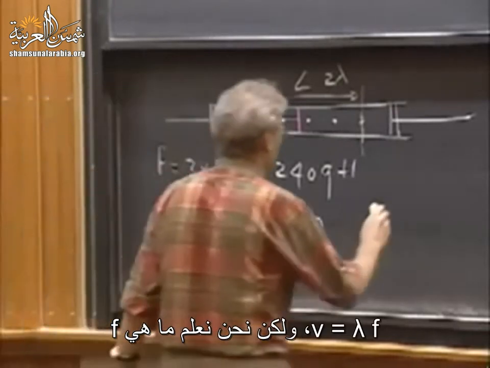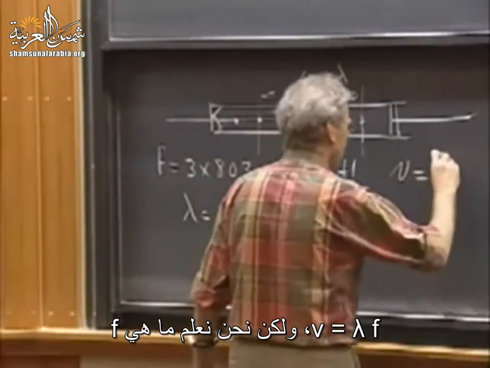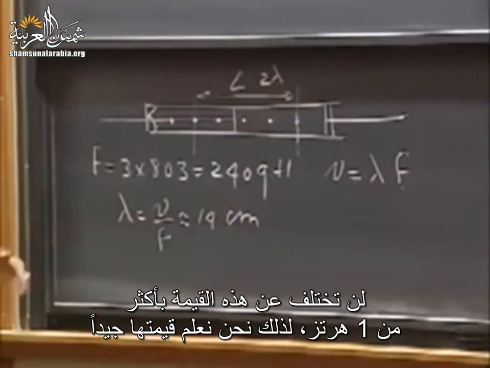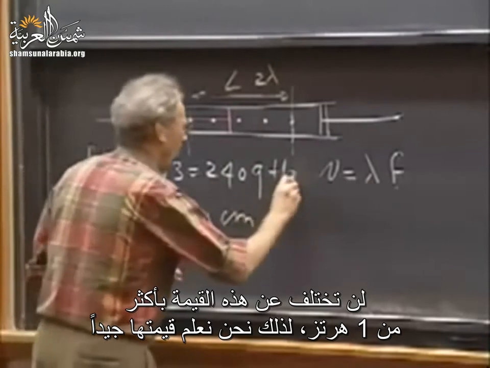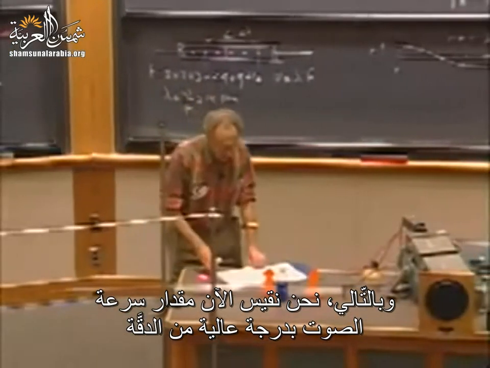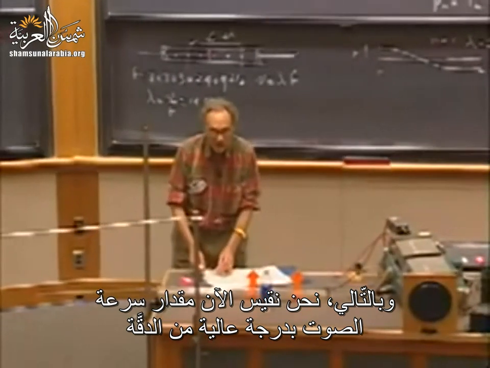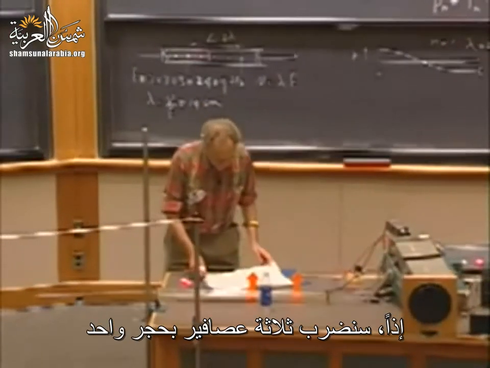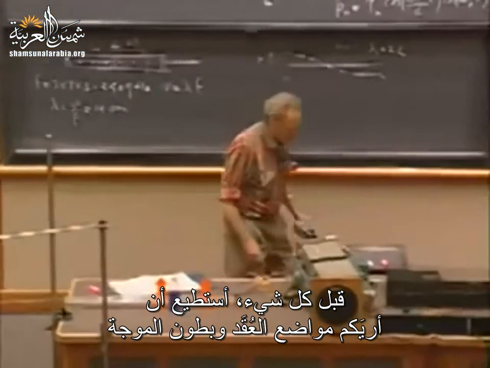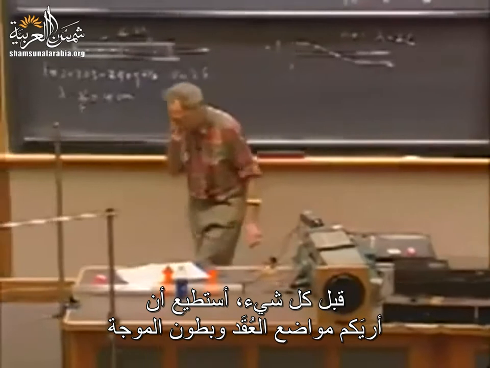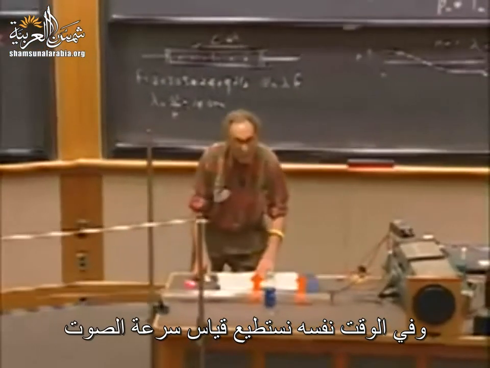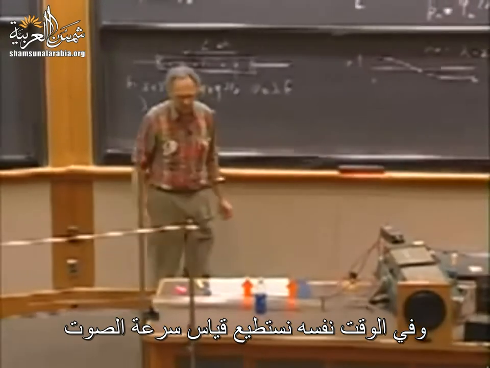Once we know that, the speed of sound is lambda times f. But we know what f is. That's known to one part in, we couldn't be off by more than 1 hertz, so that's very well known. And so we now have a measurement of the speed of sound, with a high degree of accuracy. And so we catch 3 birds with 1 stone. First of all, I can show you the nodes and the antinodes, so you see how they build up there. And then, at the same time, we can measure the speed of sound.